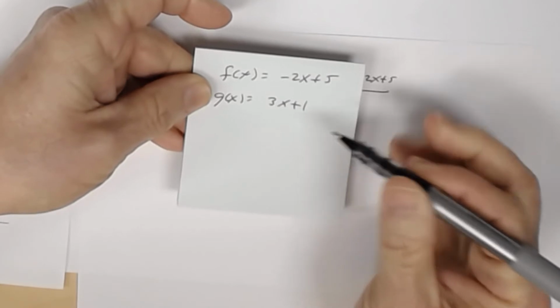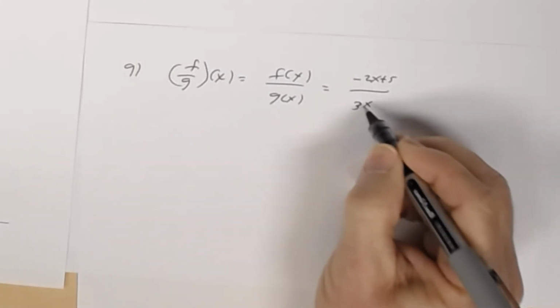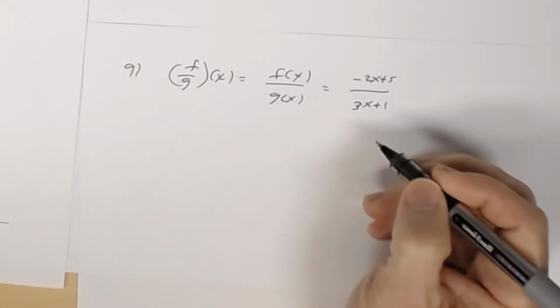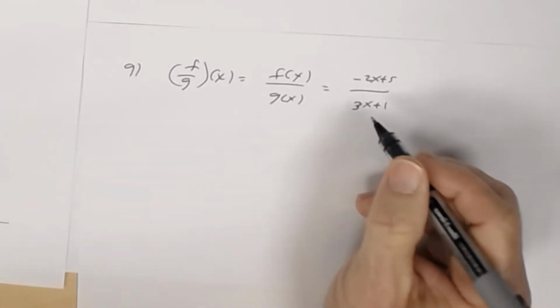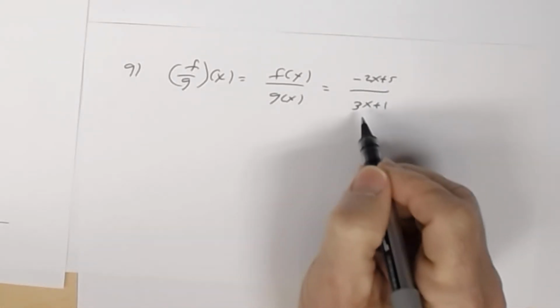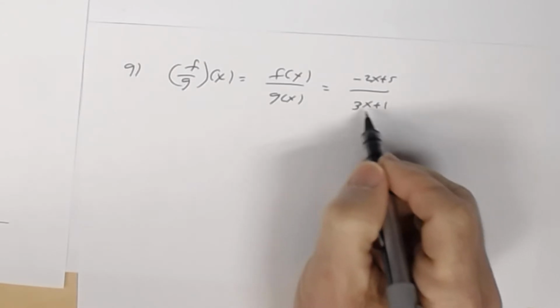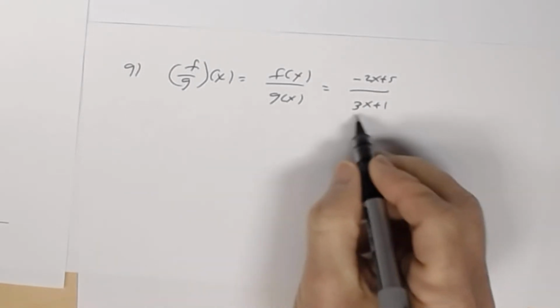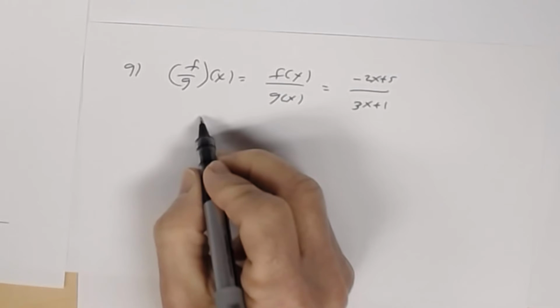G of x is 3x plus 1. And if you can reduce, you go ahead and reduce. I cannot reduce here. So remember, though, we have this rational function now, and so we cannot divide by 0. So I've got to figure out what that restriction is. So we need to find the restriction.